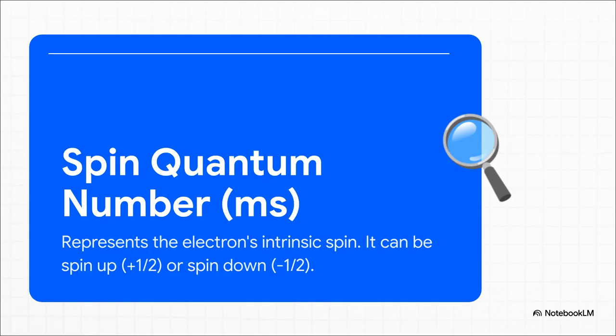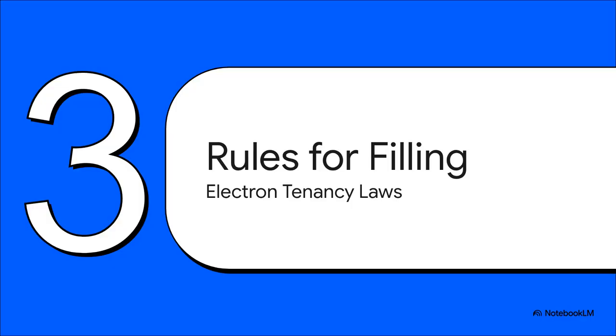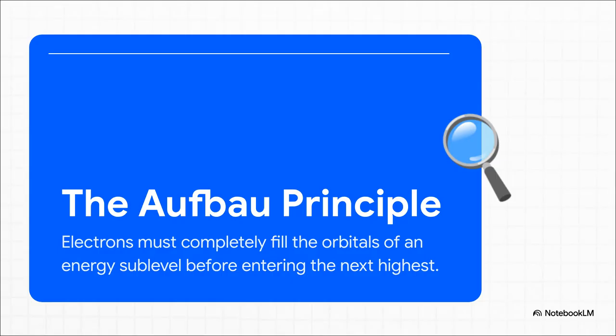And finally, we have m_s, the spin quantum number. This is kind of like the electron's personal ID. It can either be spin up or spin down. And this is so important because it's the key to our first major rule of tenancy. See, electrons don't just move in wherever they feel like it. This is not some chaotic free-for-all. There are 3 very strict tenancy laws they have to follow, and these laws dictate exactly how the building gets filled up. First, there's the Aufbau principle.